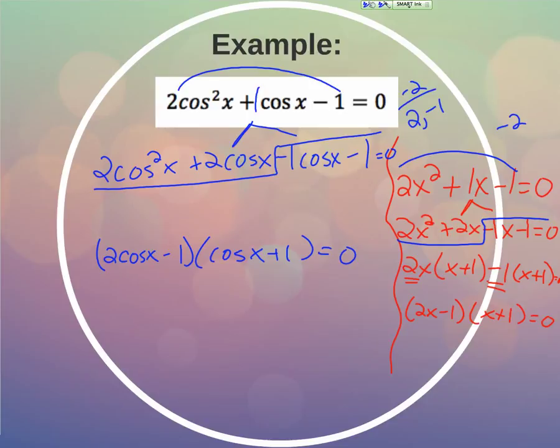But this would work the same way because I would still see here that I have 2 cosine x, so I would have just a cosine x plus 1. Here again, I'd have to take out a negative 1, and I'd have cosine x plus 1. So whether you like to keep the cosine in it or switch it with the x's, it is really your call. You don't have to do them both. I'm just doing them both to show you guys both ways.